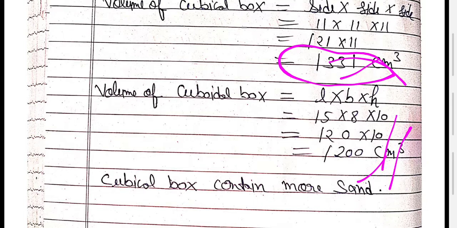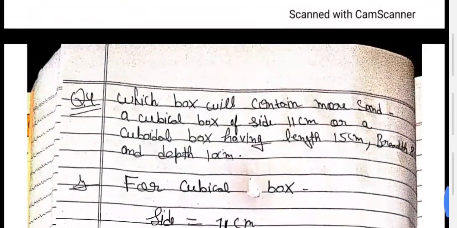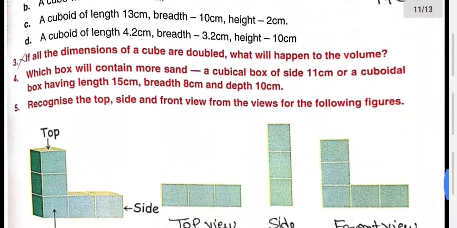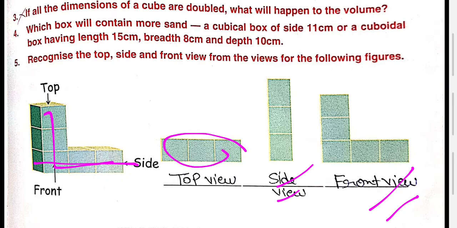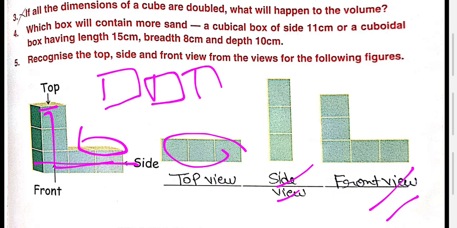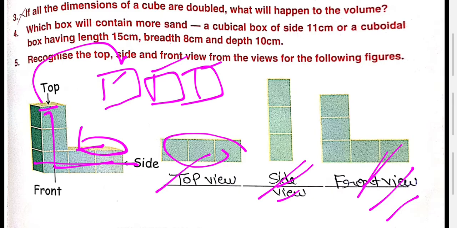Okay. Now come to the last question of this exercise. Recognize the top, side and front view. Okay. What is this one? This one you see, this is the front view. Now just see this one, this is the side view, and this is the top view. When you look at these two boxes from the top, it looks like that one. So it is a top view, it is your side view, and it is your front view.